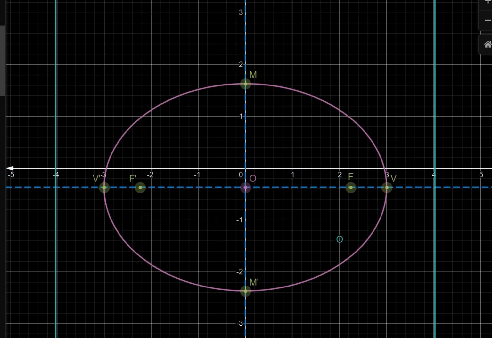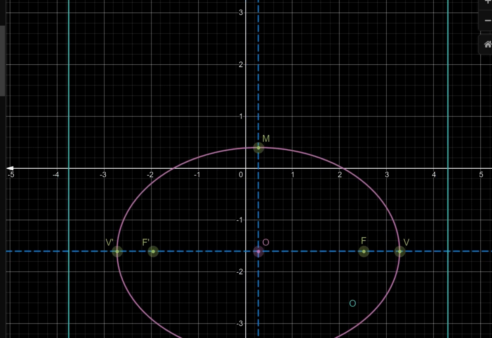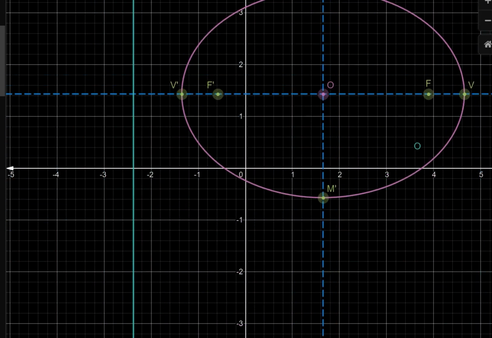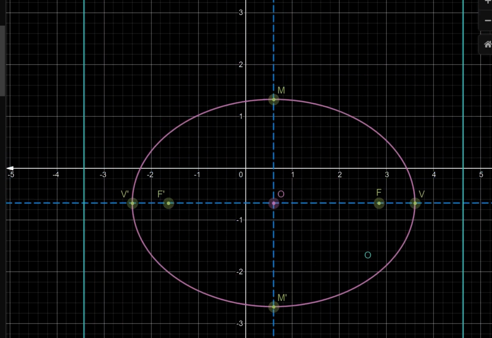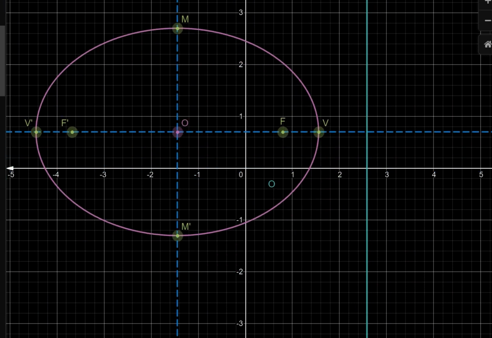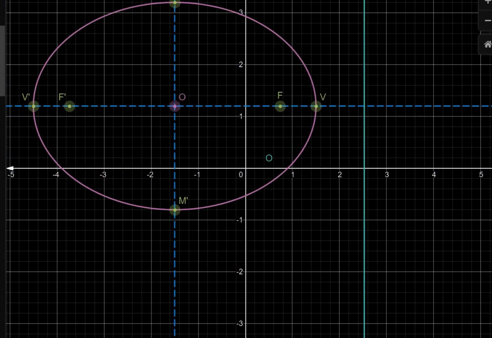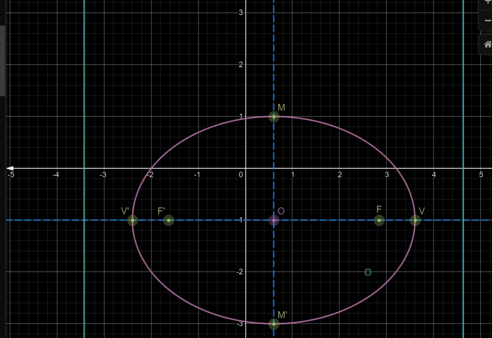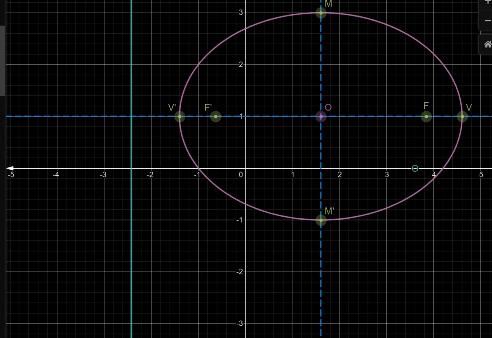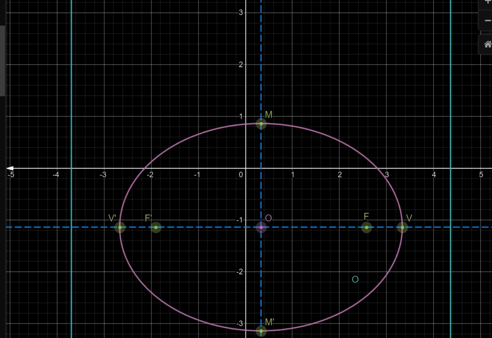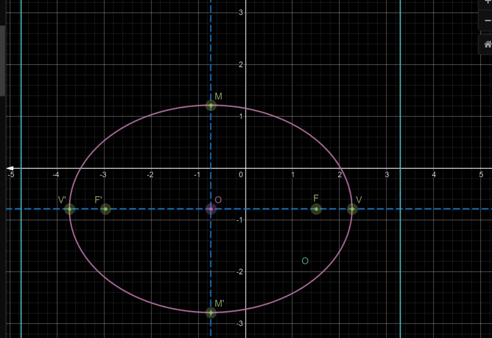Well, at times both the parameters can change, as you can see in this particular case. It is important to note that the directrix, focus, and vertices are horizontal along the major axis. The horizontal value changes with the change in h, and the vertical value changes with the change in k, the vertical translation.